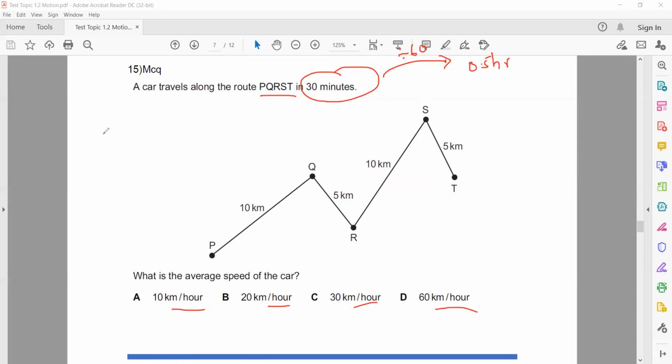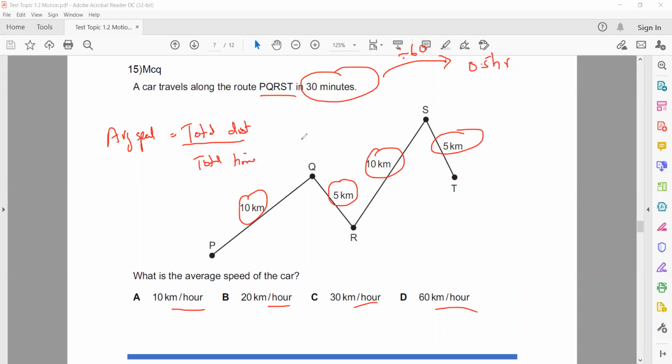We need average speed. What is average speed? The average speed is equal to the total distance divided by the total time. So what is the total distance? 10 plus 5, 15, plus 10, 25, plus 10, 30. So the total distance traveled is equal to 30 kilometers. What about total time? That is equal to 0.5 hours. So 30 divided by 0.5, what will we get? We'll get 60 kilometers per hour.